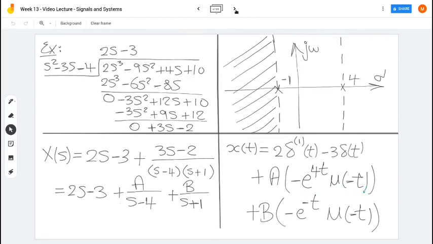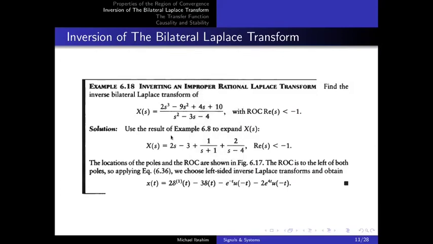And similarly for the second term, the pole is located at minus 1. For this pole located at minus 1, the ROC we are solving for is left-sided. So again, we need to choose the left-sided signal, which will be e to the minus t u of minus t. And this will be the signal x of t we have. Again, computing the constants A and B is very straightforward. So if you go back over here, this will be your final answer, which is exactly the same as the one we have found on the whiteboard.